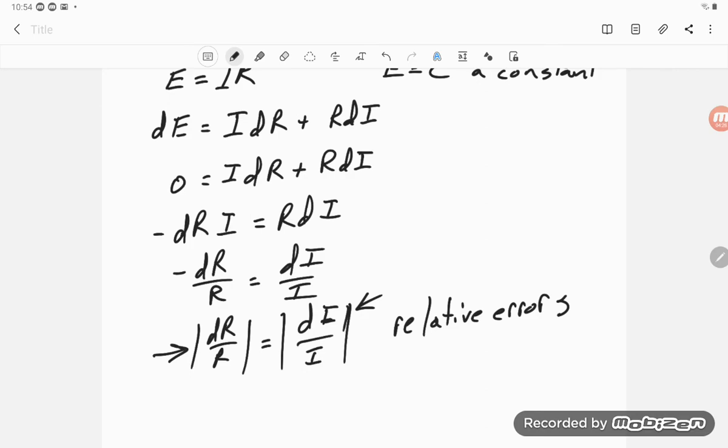So I think they're just getting at that relationship when the voltage was kept constant, so its differential would be 0. Okay, and that is exercise 34.